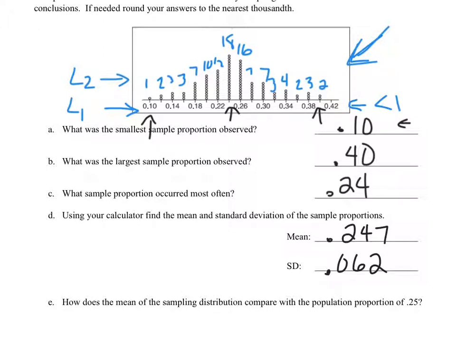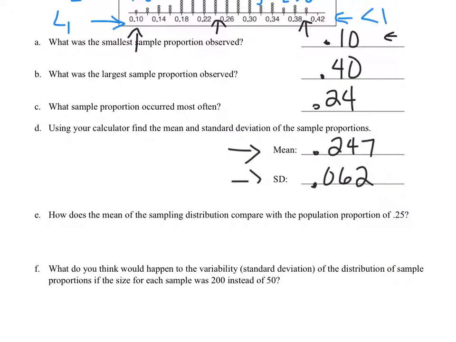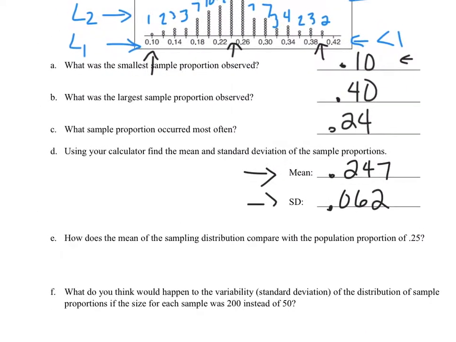All right, so I got 0.247 as my mean to the nearest thousandth, and 0.062 for the standard deviation. So how does this mean of the sampling compare with the population proportion of 0.25?